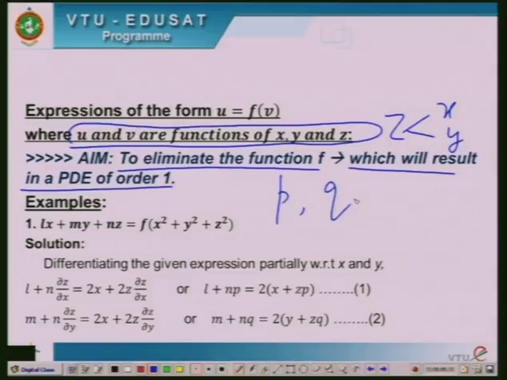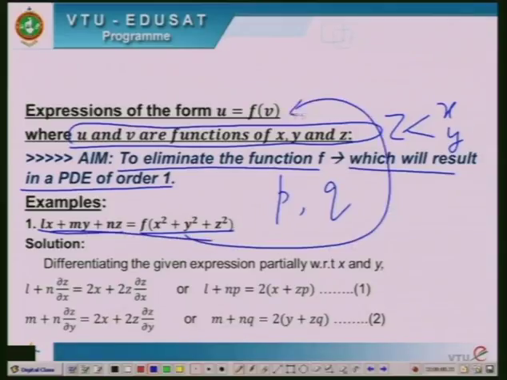Let us go to the examples. Example 1: form the PDE given lx + my + nz = f(x² + y² + z²). If you try to relate this to the expression here, you can see that it is of the form u = f(v), where u is lx + my + nz and v is x² + y² + z².